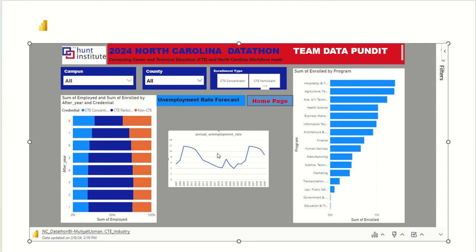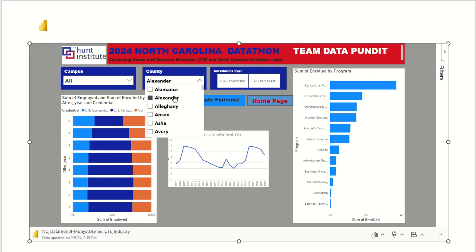We had a forecasted trend line where we used a time series analysis, and that is what we have here, the annual unemployment rate. And lastly, the enrollment growth for each of these industries. You could see that once you filter by any of these things, the chart changes.